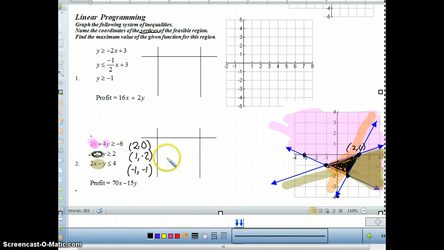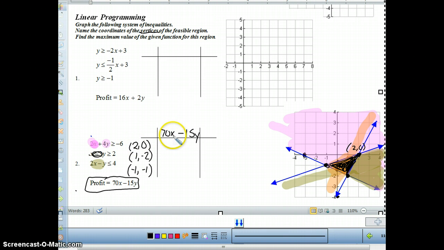Okay, so I put all 3 of those points in my T-chart. This is an H-chart, I call it, that way I can leave room for my work. And this is going to be the profit equation. My profit equation tells me how much money I'm going to make. I'm going to make 70 bucks off of each X value, minus, I'm going to lose $15 on the Y's. So this is the function, or the equation, that I plug these points into.